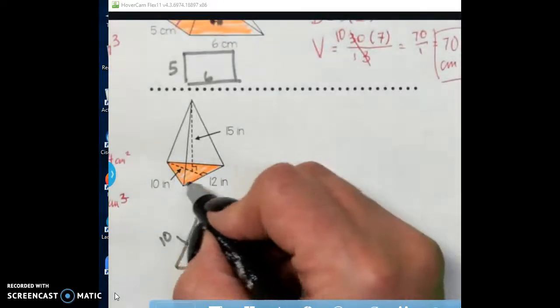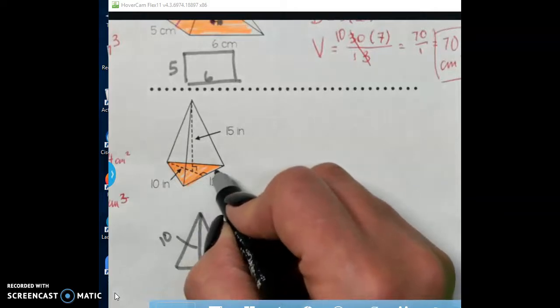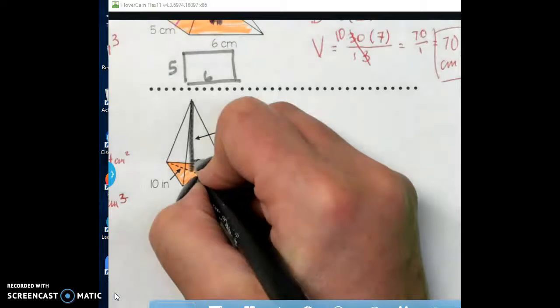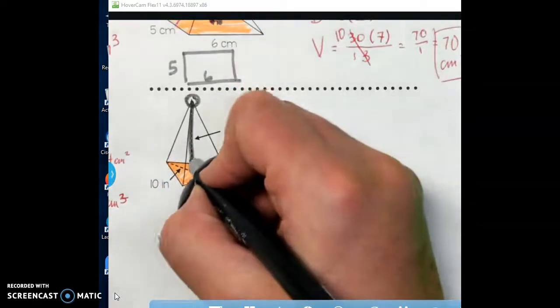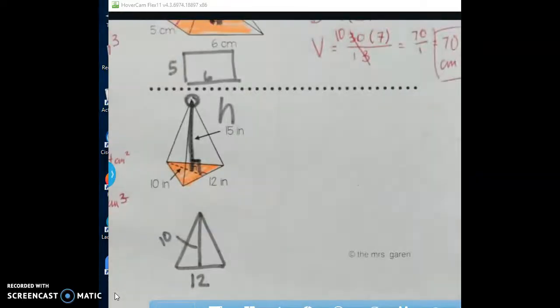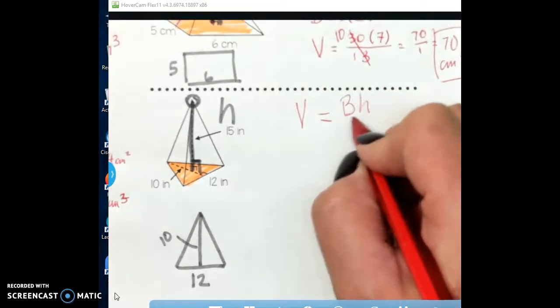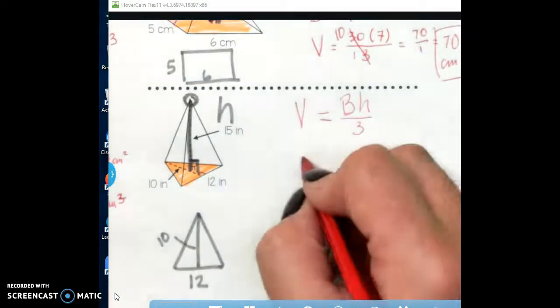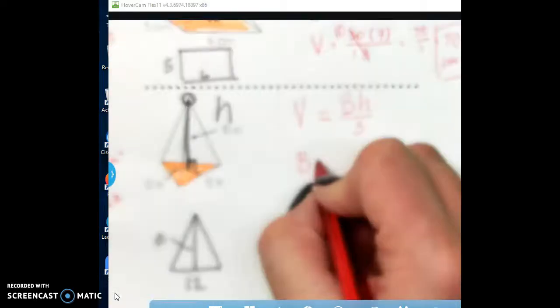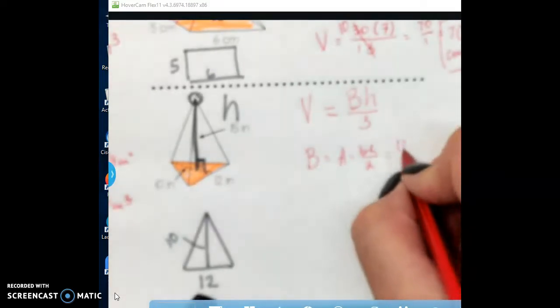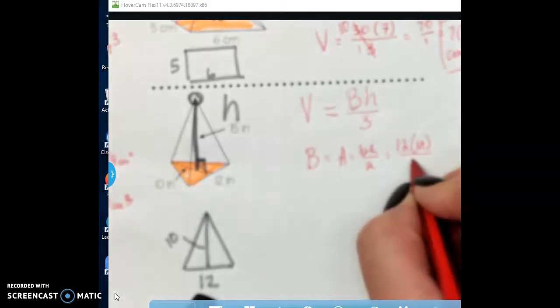So my base right here, it says 10 is this line right here, 12 is the base right here. Got it. I'm looking at my measurement right here. It goes straight from the very top vertex all the way down into the middle of my base. That's going to be my height of the shape. Okay, so I'm ready to set up my question. Volume would be area of the base times the height divided by 3. My area of the base is going to be the area of a triangle. So I have 12 times 10 divided by 2.